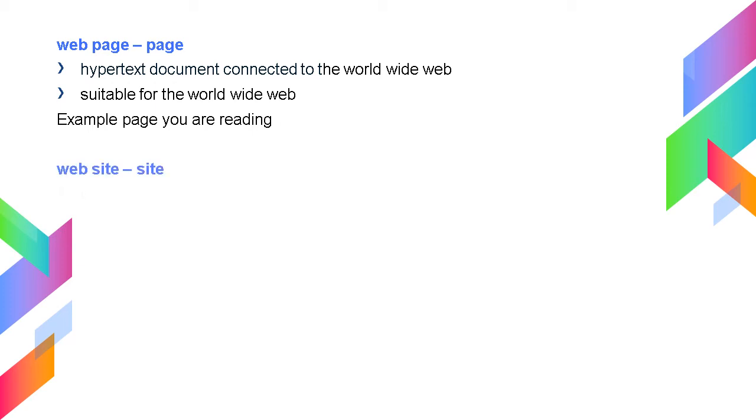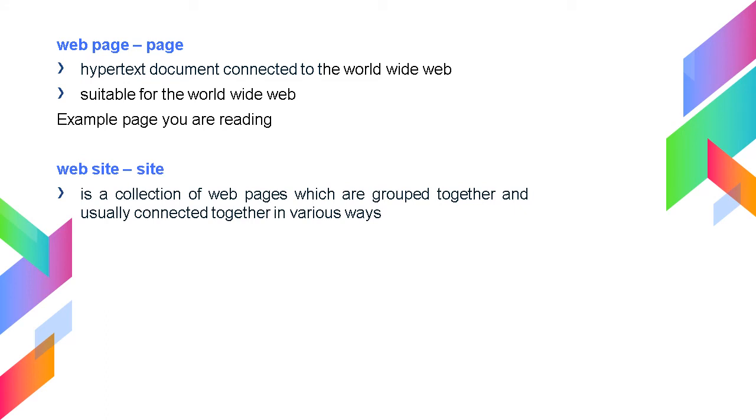A website is a collection of web pages which are grouped together and usually connected together in various ways, often called simply a site. Google and FB are websites.